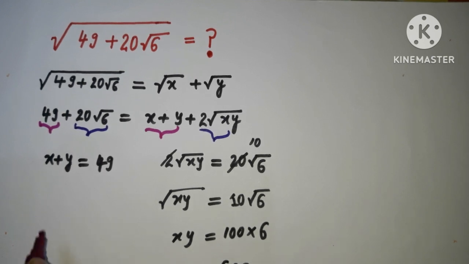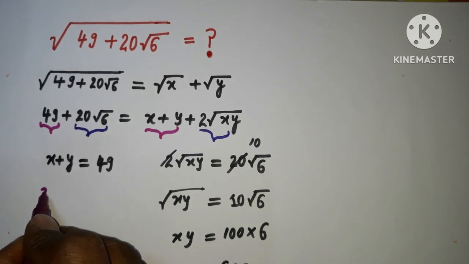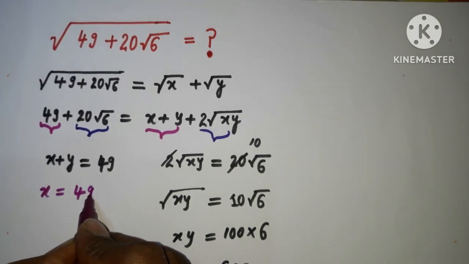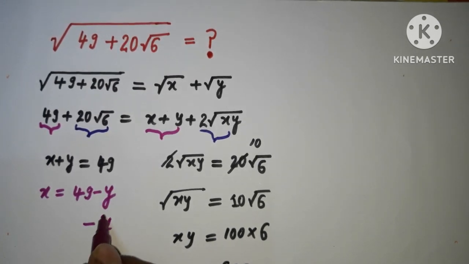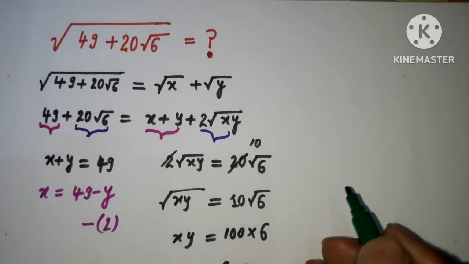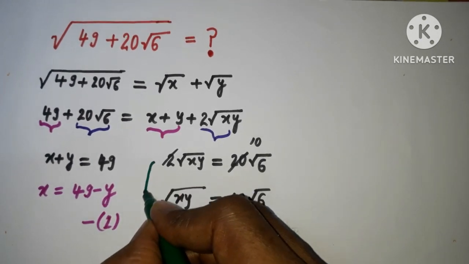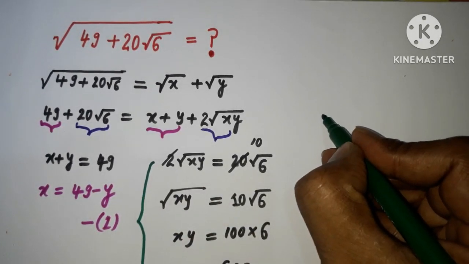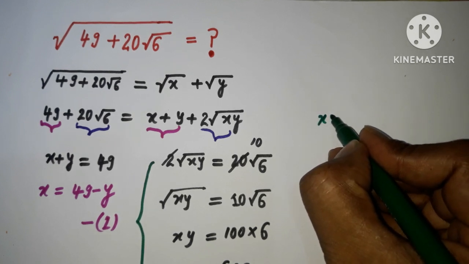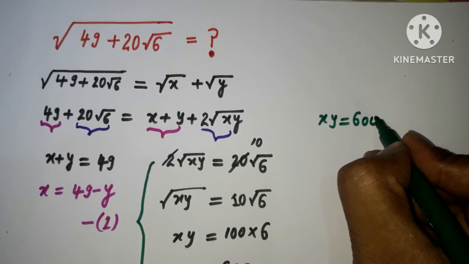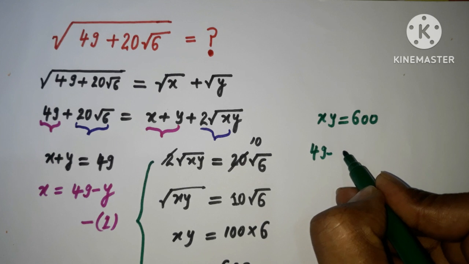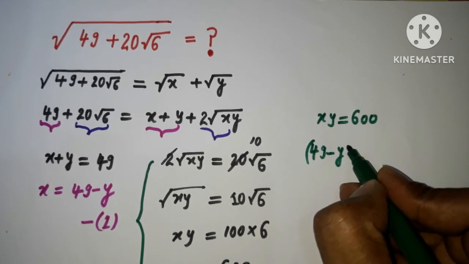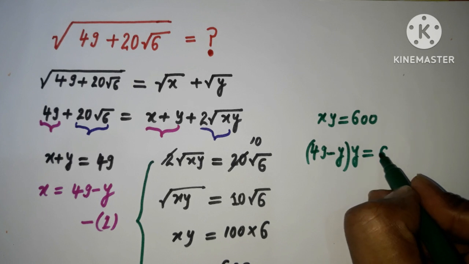Where is our first equation? The first equation is here. We have to get the value for x. So x is 49 minus y. This is our first equation. So I'm going to use the first equation in the second equation in this way. Here we have x into y, that is 600. So I'm just going to put the value for x here. So it is 49 minus y into y, that is 600.